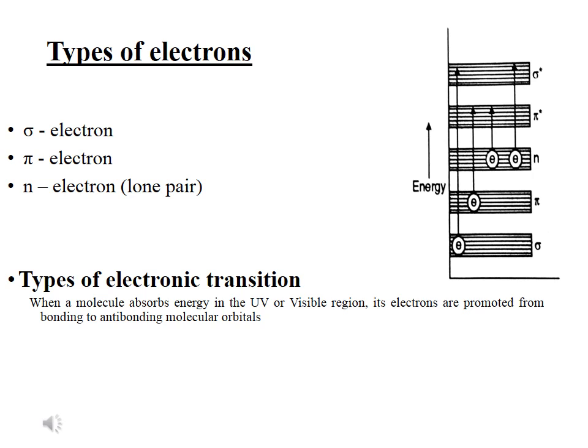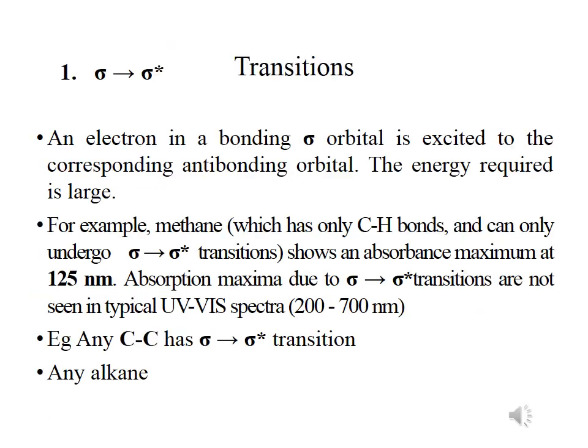So this is the energy level. Now what type of electronic transition actually takes place when a molecule is subjected to the UV or visible region? Its electrons are promoted from bonding to anti-bonding molecular orbital during the transition. Now the very first type of transition which is possible is sigma to sigma star. Sigma star means sigma anti-bonding transition.